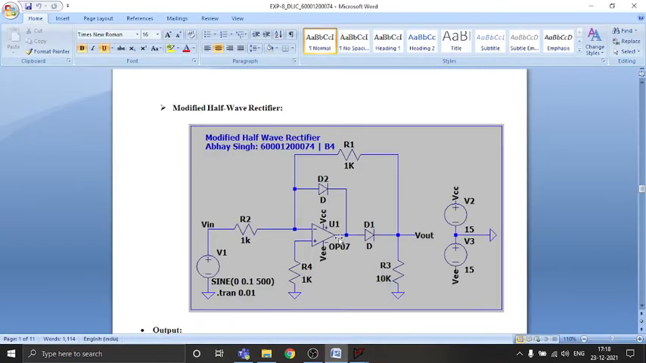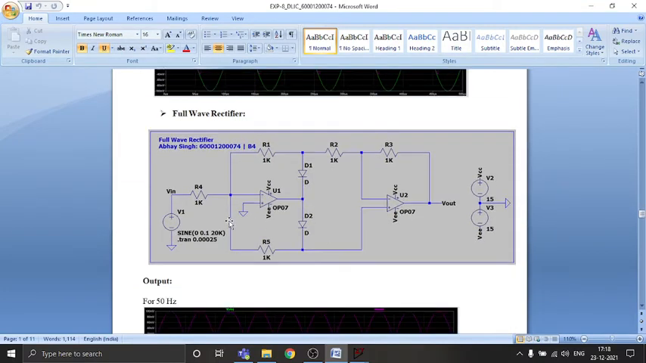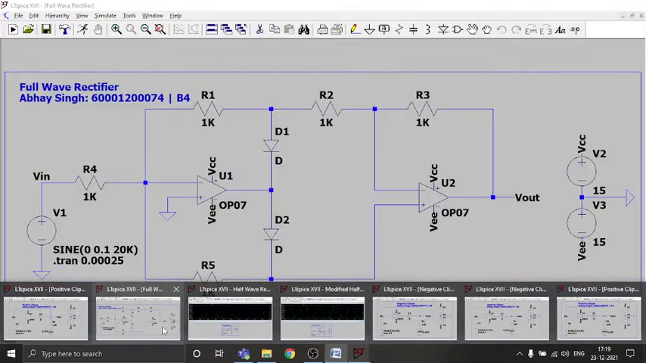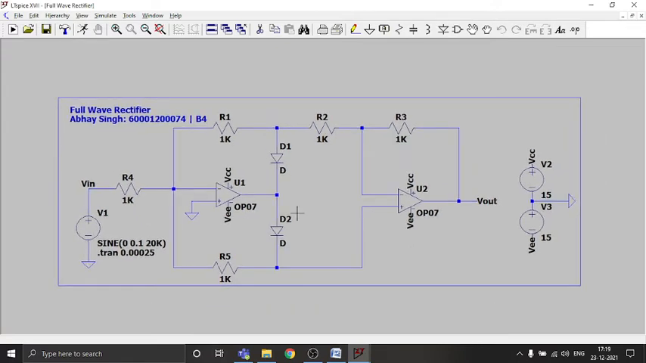We will move to the next circuit, which is the full wave rectifier. On my screen you can see the full wave rectifier. It is using two diodes, D1 and D2. When diode D1 is on, diode D2 remains off, and when diode D2 is on, diode D1 remains off. In the circuit I have used op-amp OP07, and this is my circuit for the full wave rectifier.